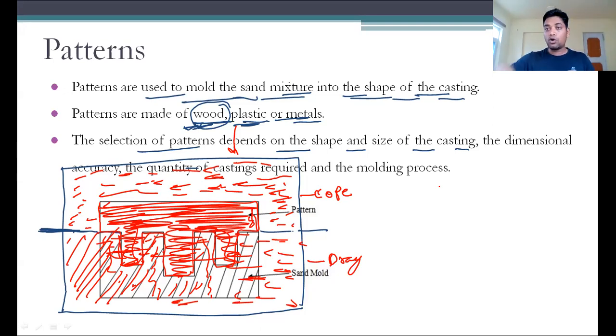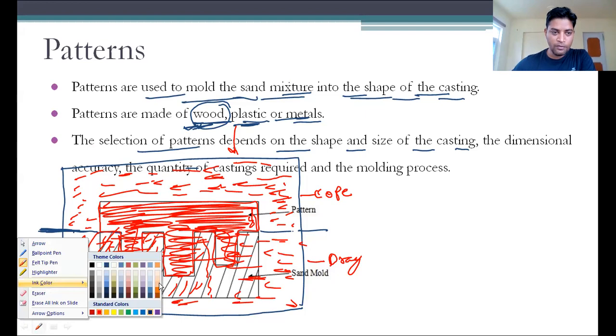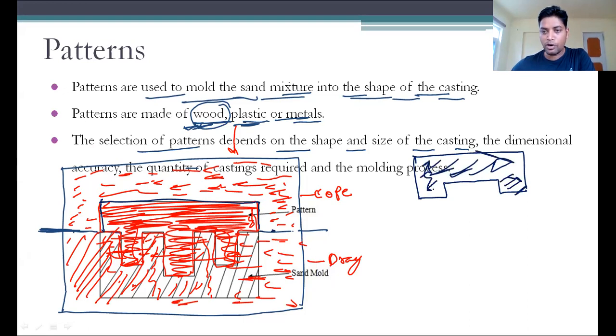After that, the top part is the cope, so we can keep it outside. If we keep it outside, it doesn't mean that the shape formed in the cope part will be removed from it. No, if you keep this outside, this is the cope part, and it will look like this. This is the molding sand. And if you see the drag part, which I'm keeping aside, it will look like this.